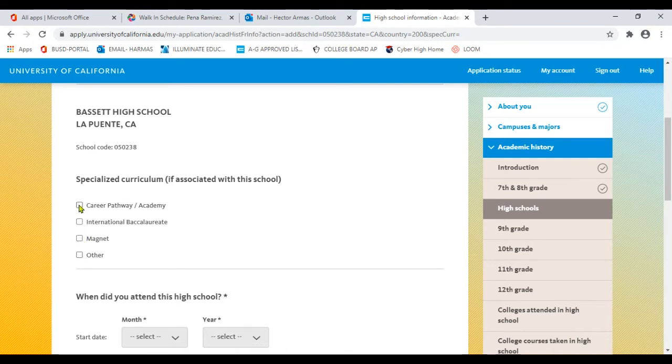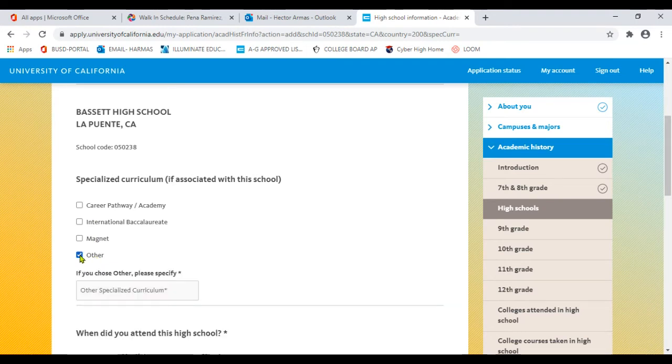So what I'm going to do is go back to career pathway. The pathways that we offer at Bassett include business and career, pre-engineering, and Health Academy. If you did not complete the sequencing of those classes, meaning that if you didn't complete all of the courses that are on that pathway, then most likely you're not going to be able to check this. However, I am in Upward Bound, so I'm going to click other because Upward Bound is considered a specialized curriculum. If you choose other, please specify. So I'm going to put here Upward Bound program.